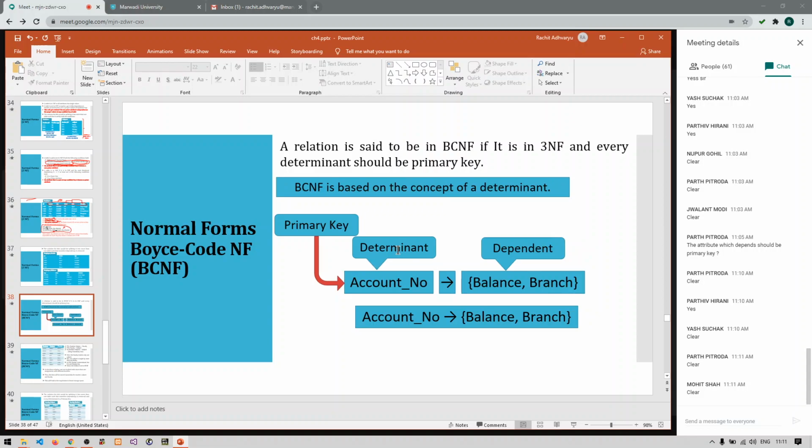So we are assuming that here account number is determining balance and branch. So account number is a determinant, and that determinant account number should be a primary key in that particular table. That is what it says, right? Okay, so then let's take an example of this.